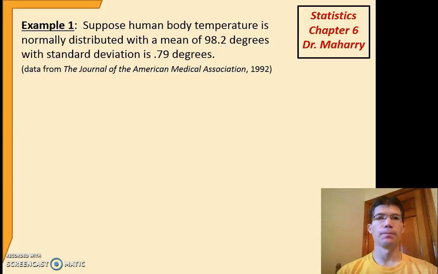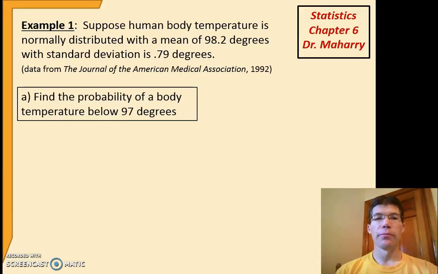So let's look at an example. Suppose human body temperature is normally distributed with mean of 98.2 and standard deviation 0.79. So if I wanted to know what's the probability a randomly selected person has a body temperature below 97 degrees, the idea is I want to convert that 97 to a z-score, or think how many standard deviations below the mean is 97. So if I take 97 minus the mean over the standard deviation, I get negative 1.52. In other words, 97 degrees is 1.52 standard deviations below the mean.